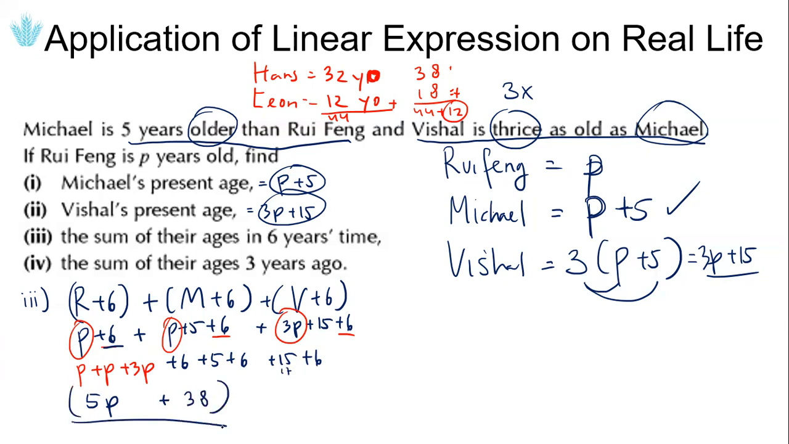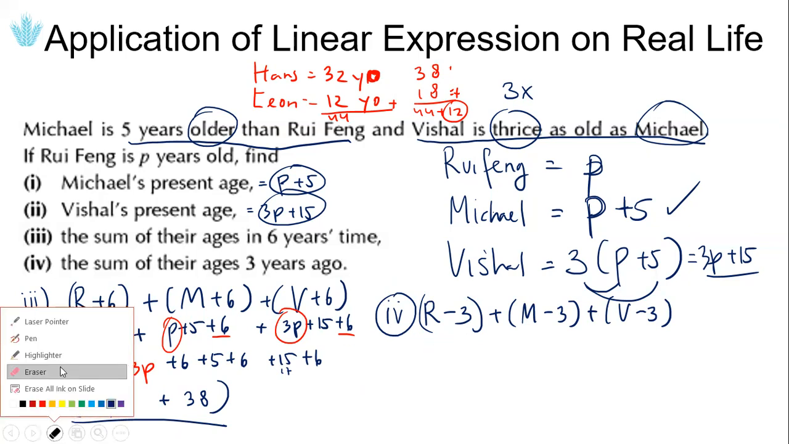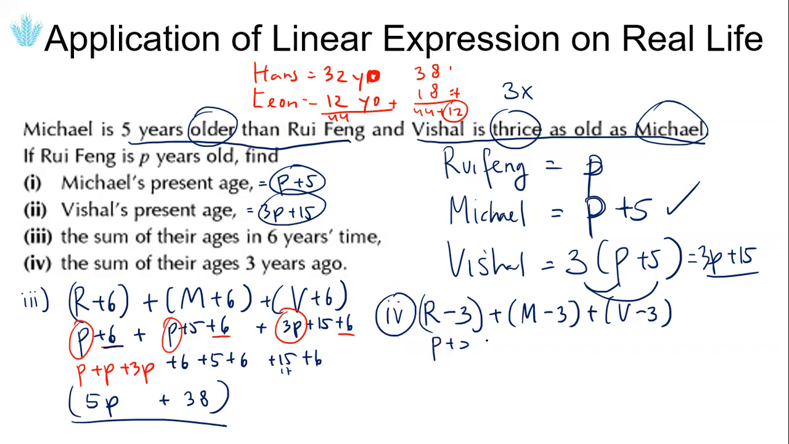Okay, you don't have to do the simple numbers. Number 4, 3 years ago. Minus 3 for Ruifeng first. Then Michael minus 3 again. Then plus Vishal minus 3 again. So, Ruifeng's age is P minus 3. Don't put the bracket anymore because it's addition, simple adding. So, P plus M. What is M? P plus 5. Minus 3, sorry, I forgot. I made a mistake earlier, this is not plus but minus.